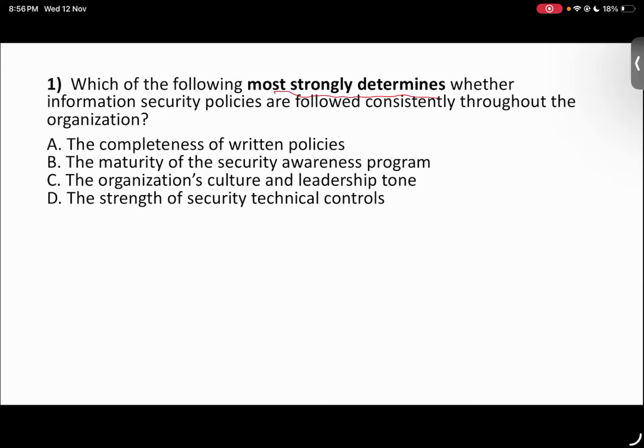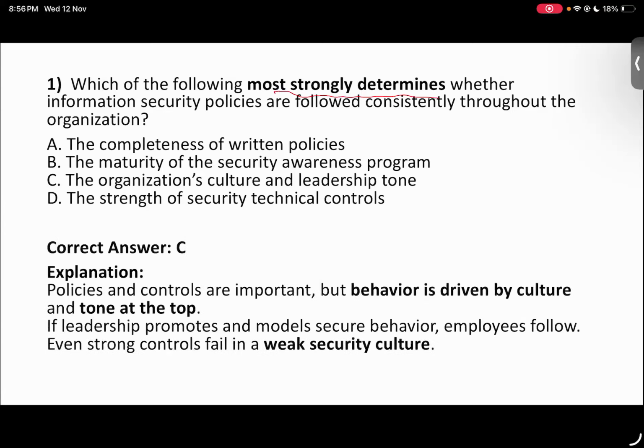Completeness of written policies, maturity of security awareness program, organization culture and leadership tone, strength of the security. First one, written policies. Culture, yeah, right. Culture and leadership tone, the stakeholder. So after that only you will define the policy. When you understand the culture, you understand the tone of the organization, then you write the policy according to that, and they need to follow that policy.